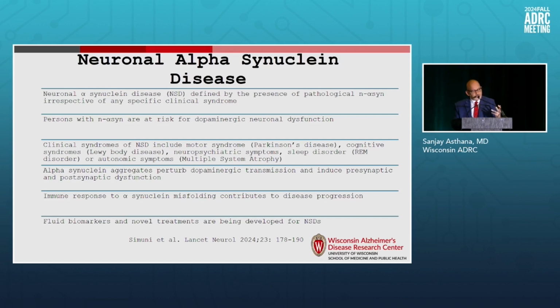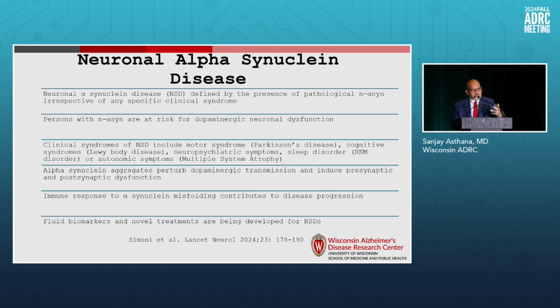The diagnostic criteria for these diseases are two, really. One of them, you have evidence of pathological neuronal alpha-synuclein deposition, and the second criteria is evidence of dopaminergic system dysfunction. And many diseases will fall under this new classification, and these diseases include Parkinson's disease, Lewy body dementia, multiple system atrophy, and pure autonomic failure.